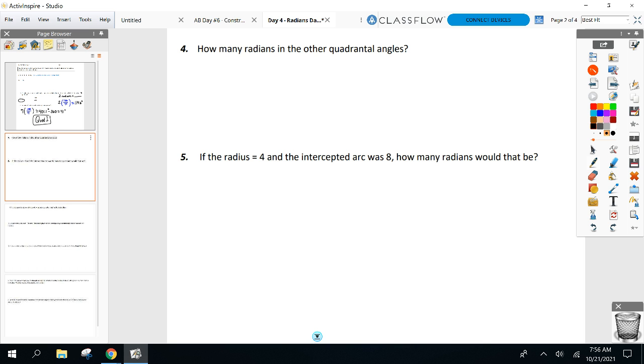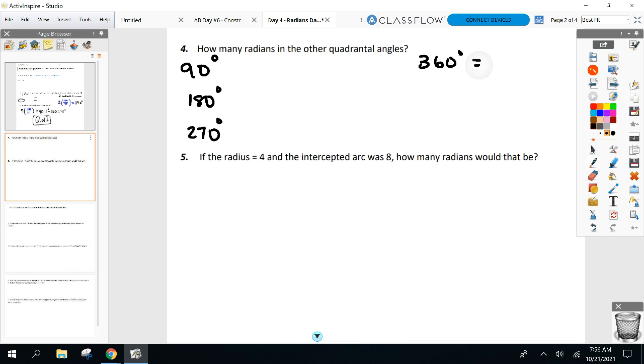So what we're going to do right now is 90, 180, 270, 360. What are these quadrantal angles in radians? And I want you not only to become familiar with them, to know them right off the top of your head as we get going on this unit.